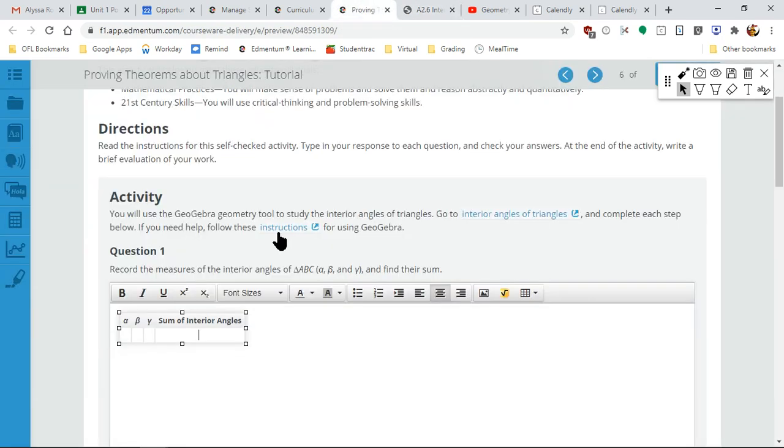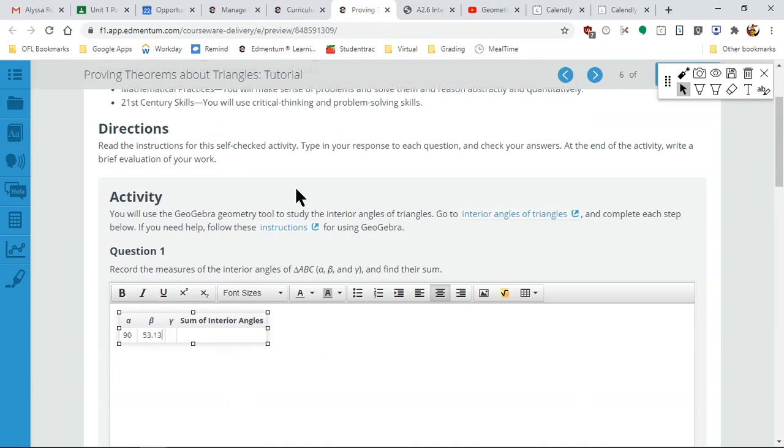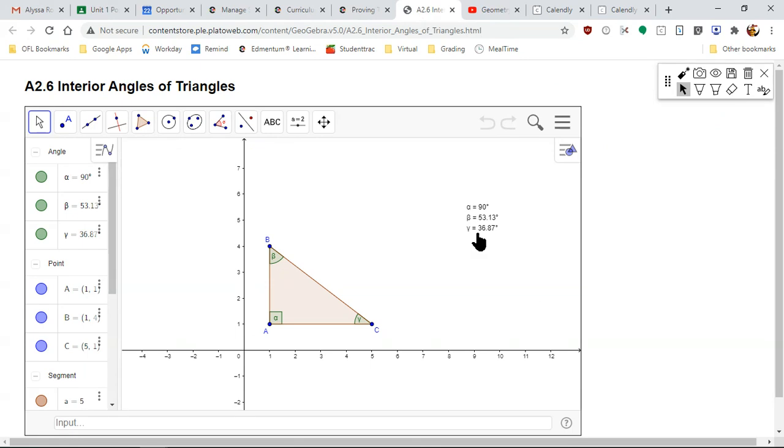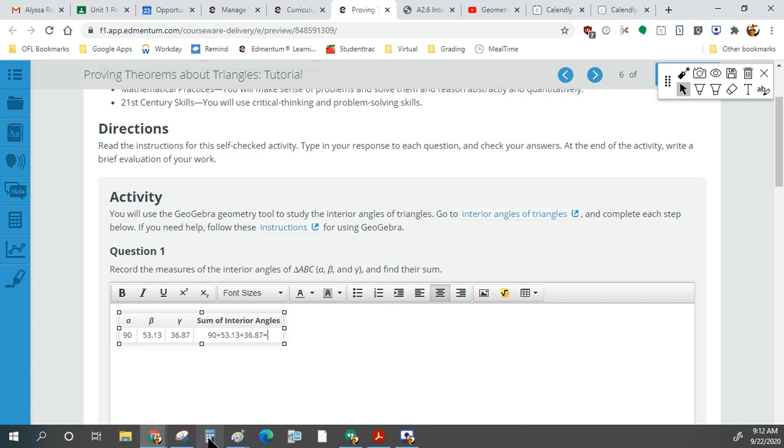So for this one, alpha is 90. I'm not going to put the degree symbol because I don't want to go into the equation editor. We don't really need it. Beta is 53.13, and gamma is 36.87. If we add these all up, 87. I don't know where that 3 came from. We should find that they equal 180.